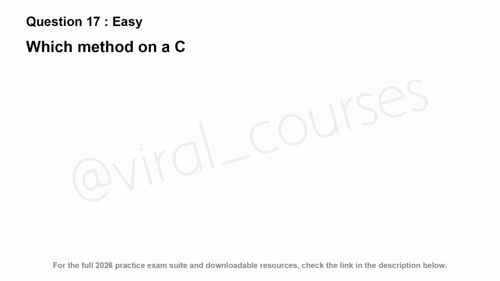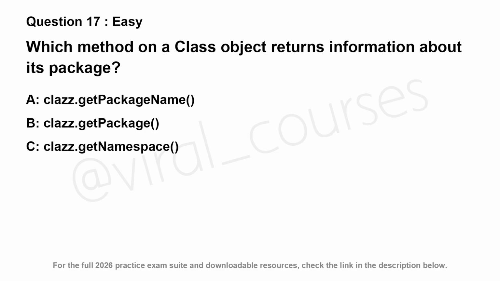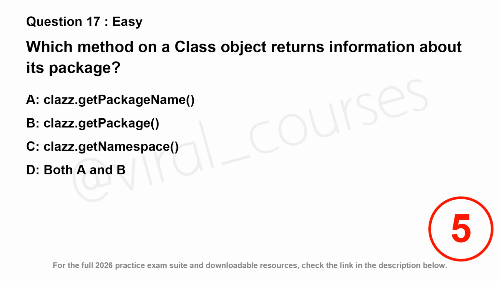Which method on a Class object returns information about its package? Option A, Class.getPackageName. Option B, Class.getPackage. Option C, Class.getNamespace. Option D, both A and B.